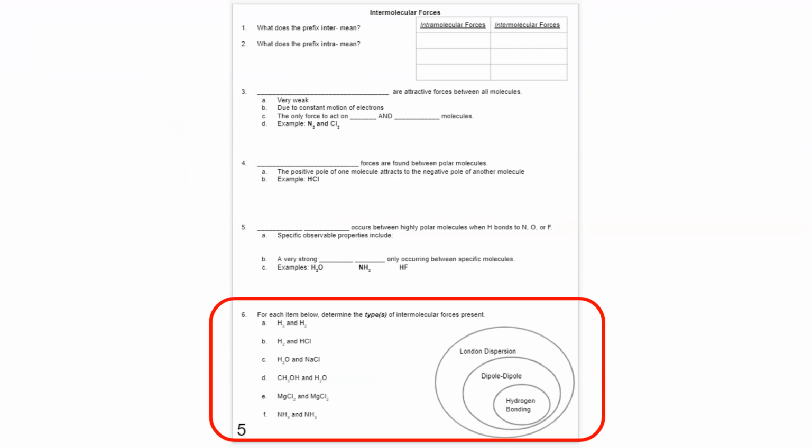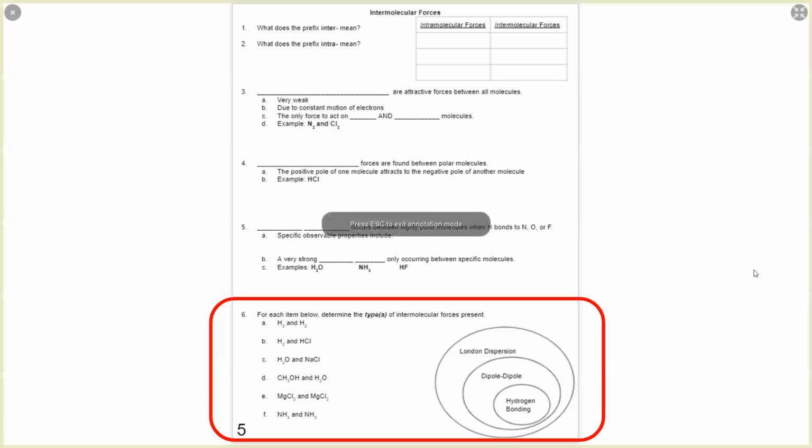Okay, bottom of page 5, you guys. I'm going to have you do this with your table partners, okay? For each of these, A, B, C, D, E, and F, there's going to be at least one type, there may be 2, there may be 3, okay? So here's the pro tip on this. The first thing you need to do is decide, is the molecule polar or non-polar? And then remember, there's 3 types.